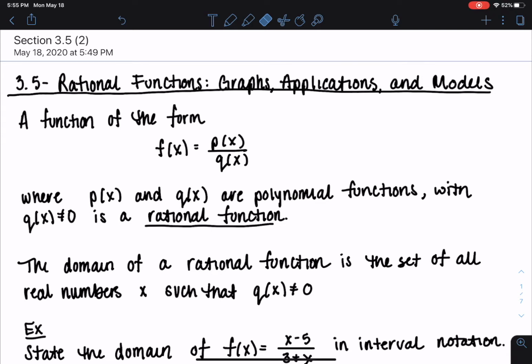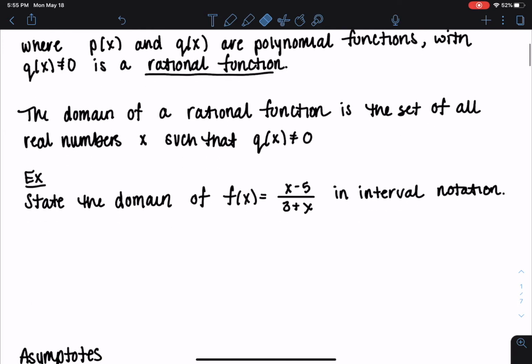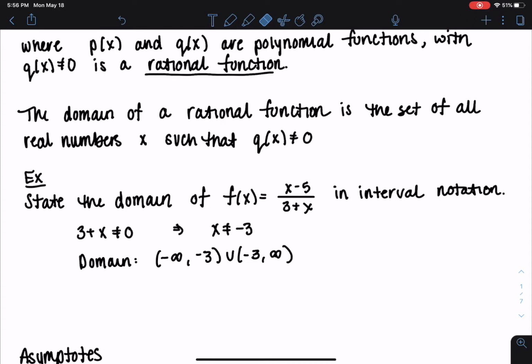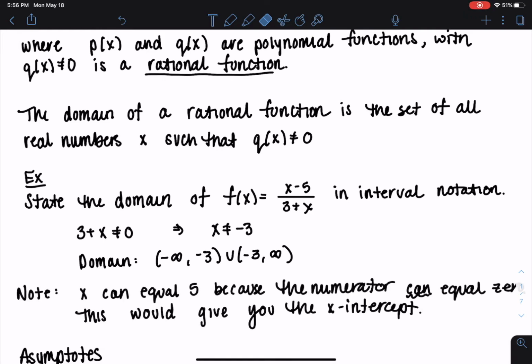So we've already dealt with finding domains of rational functions. Well, let's just look at a nice example. We've got f of x is x minus 5 over 3 plus x. We want to find the domain of this and state it in interval notation. So we need that denominator to not equal 0. So what that means is x can't equal negative 3. So every other value is perfectly fine except this. So in interval notation, that's from negative infinity to negative 3, or from negative 3 to infinity.